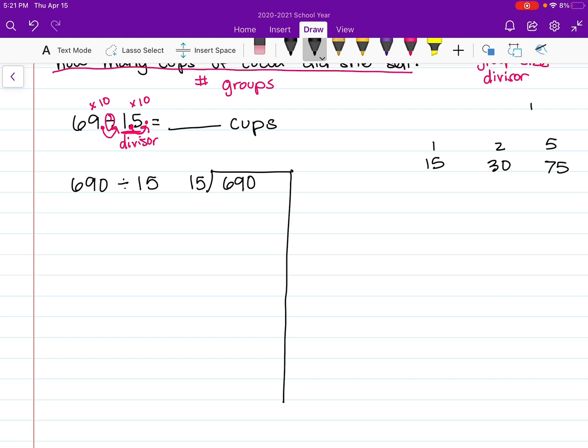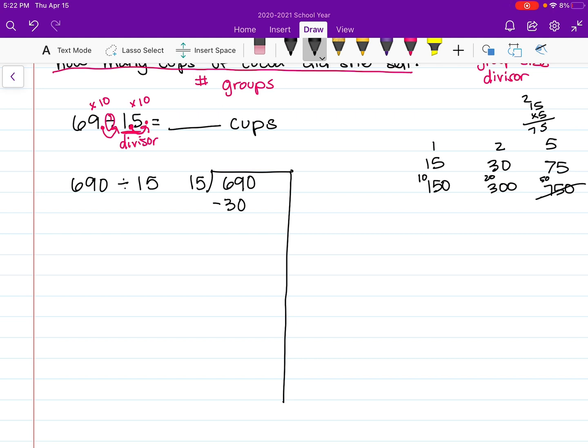If you needed to do it the traditional way or use the lattice method, you could do that as well. Okay, 75, that's nowhere close to 690. I need to keep going. 10 times 15 is 150, so I'm just adding that 0. 20 times 15 is 300, and 50 times 15 is 750. All right, that 750 just took me over 690, so I don't need it. So the biggest number I can take away using my number bank is 300.